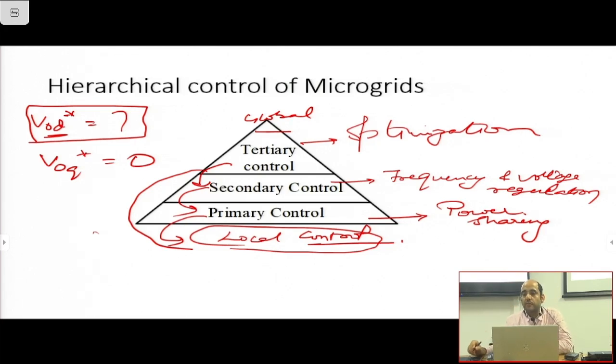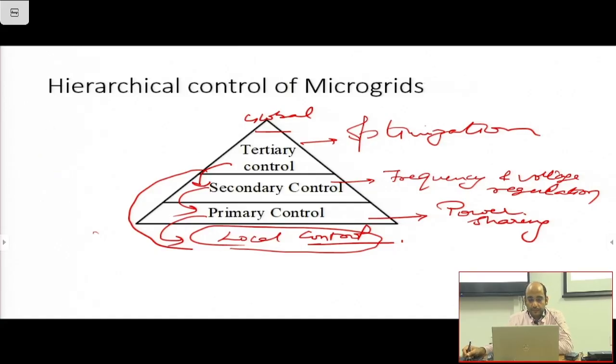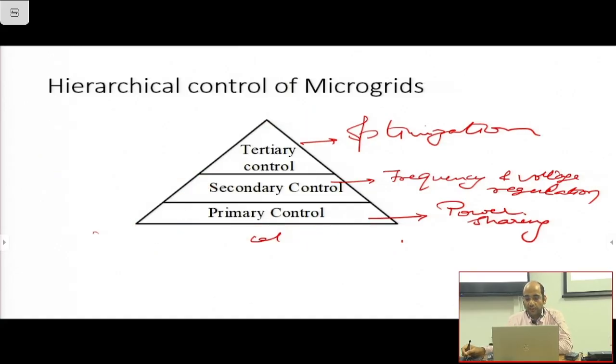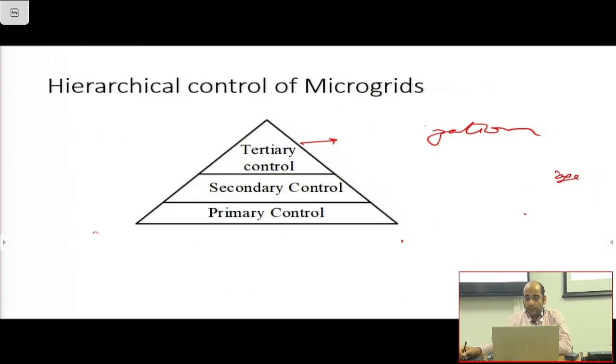Why this hierarchy is important is this, because otherwise there will not be any power sharing. The power sharing can get badly affected if you do not use this approach. For example, if I ask you a very basic simple question. Let's say you have 2 sources or 3 sources, any number of sources. Those sources are electrically connected, and then there is a load. That load is drawing power. Now, from which source will the load draw power?